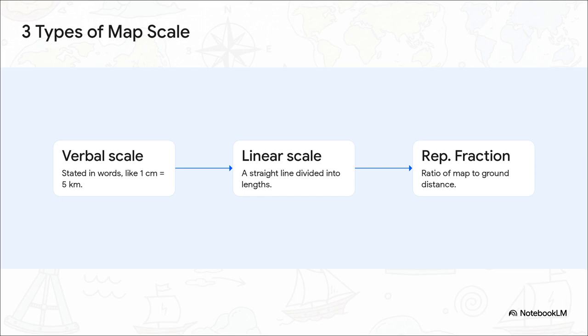This is usually that little drawn line at the bottom of the map, chopped up into lengths that represent physical distances. And lastly, we have the representative fraction, or RF. This one is a mathematical ratio, like 1 to 50,000. It just means 1 unit of measurement on the map, let's say an inch or centimeter, represents exactly 50,000 of those exact same units out in the real world.